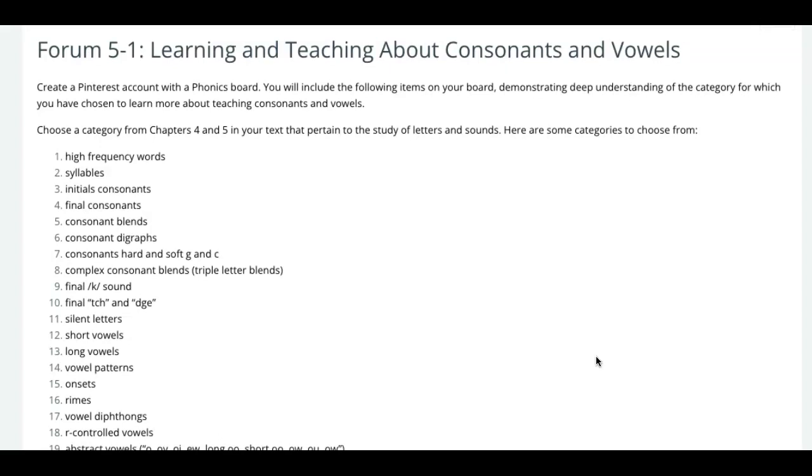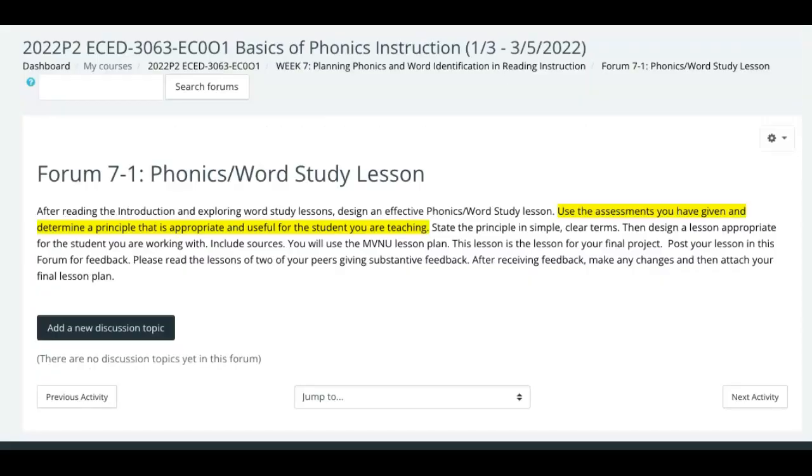Okay, now I've touched on the lesson plan for week 7. You're going to write an effective phonics or word study lesson. You'll be using the assessments you have given to determine a principle that is appropriate and useful for the student you are teaching. You're going to state that principle in simple, clear terms. In other words, what are you working on with your student?